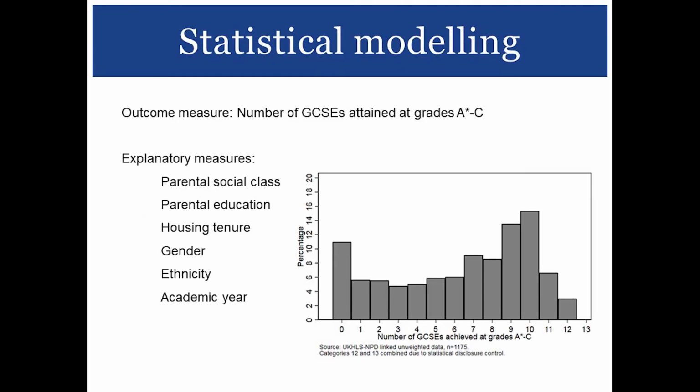So to investigate this further, we estimate statistical models of our outcome measure, the number of GCSEs attained at grades A star to C, and this is the graph that I've shown you before. And in these models, we include explanatory measures, which previous research has demonstrated also have really important influences on GCSE outcomes. So we're looking at parent social class, parent education, housing tenure, gender, ethnicity, and academic year.